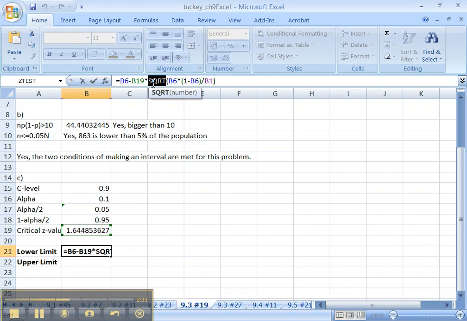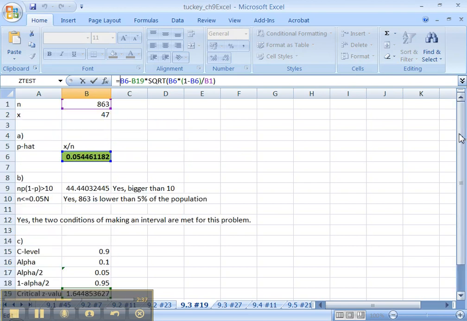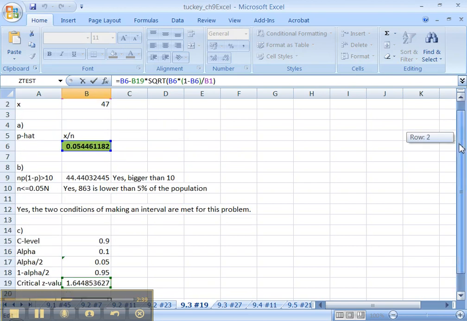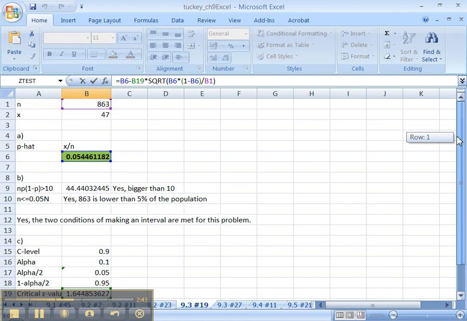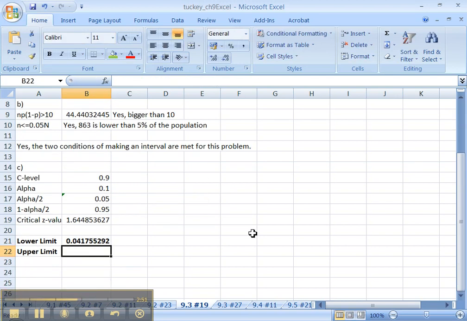All right, so it's p hat, which is cell B6, minus z, which is B19, there it is in green, times the square root of B6 times 1 minus B6 in parentheses, that's 1 minus p hat right there, divided by n, and then you close the back parenthesis. Enter. Now we get to do it all again.